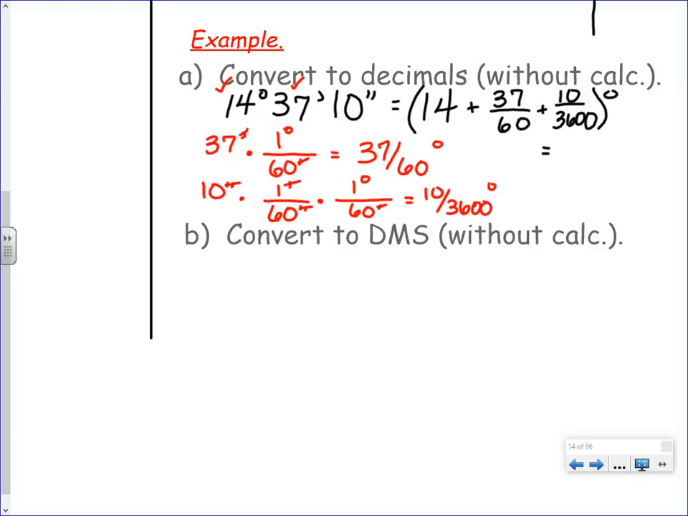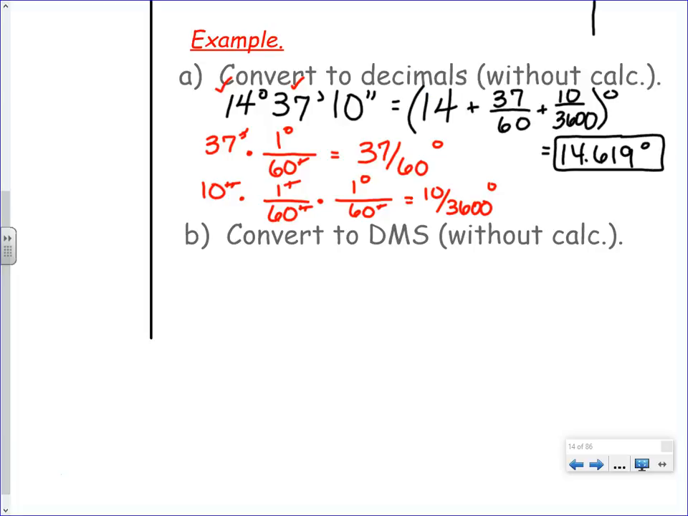14.7 something. Not 7, I don't think. 6 something. 0.5, 0.6? 14.619444444. I'm just going to cut it off because we have to cut it off somewhere, right?